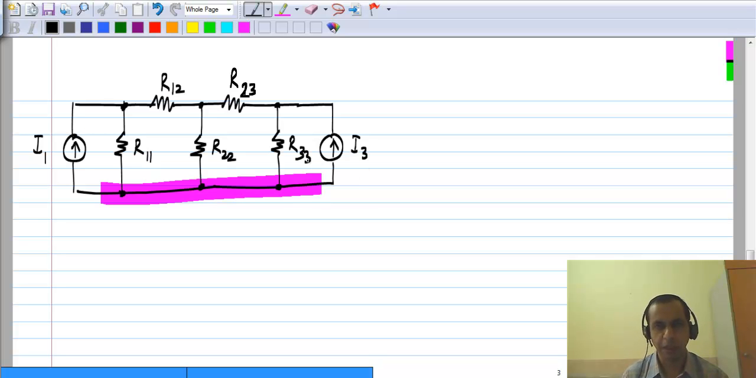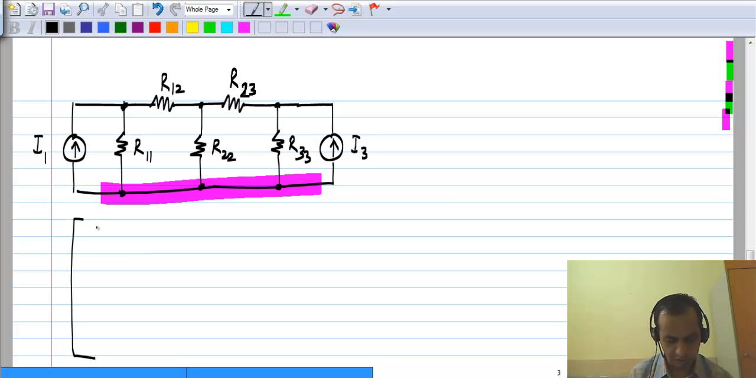By the way, by now it must be clear why I chose the subscripts the way I did. R11 is basically the resistance connected to node 1 and the reference node. R12 is between node 1 and 2, R23 is between nodes 2 and 3, and similarly R22 is from node 2 to ground, and R33 is from node 3 to ground, and so on. And I1 is the current source being pushed into node 1, and I3 is the current being pushed into node 3.